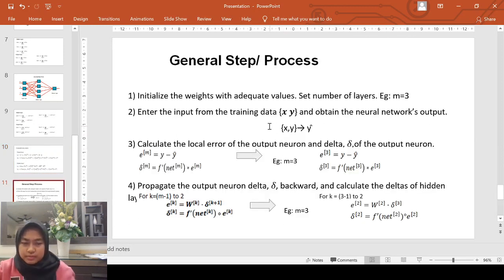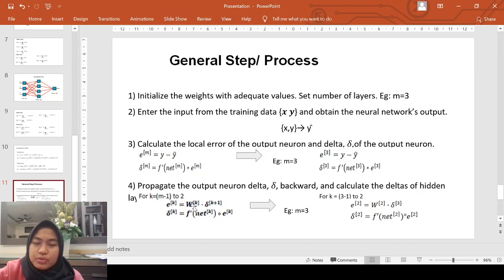So with the steps, we get y hat here. M is our number of layers. In our case, we have 3. So E of the third layer is equal to y minus y hat. And then delta of the third layer is equal to F net 3 times E3.